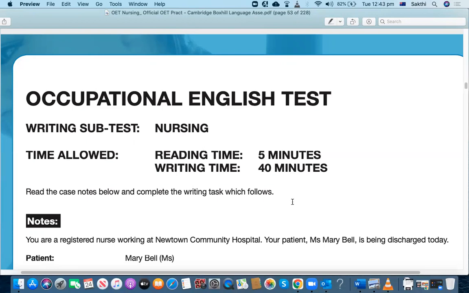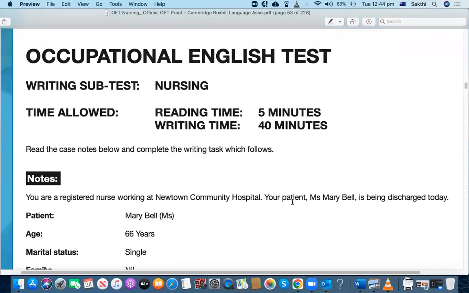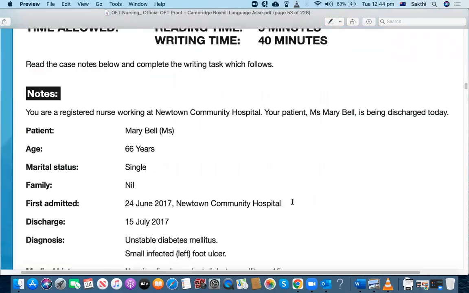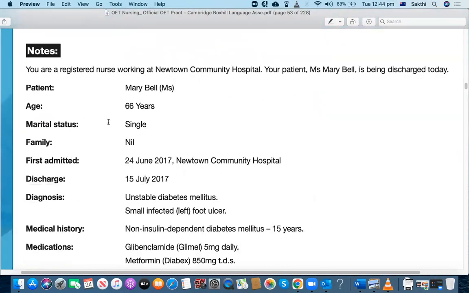You are going to get the patient's information, A to Z of the patient's information, and they will also state who you are. See this one: you are a registered nurse working at Newtown Community Hospital. Your patient, Miss Mary Bell, is being discharged today. That's the patient's name, and they also mention Miss in the bracket.